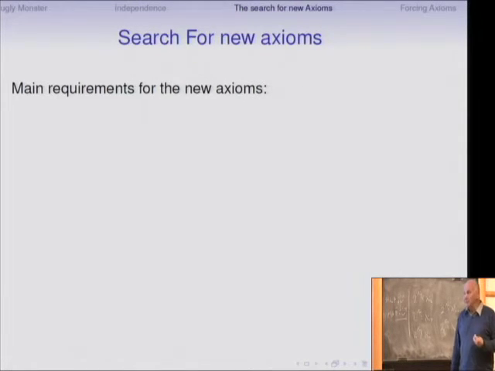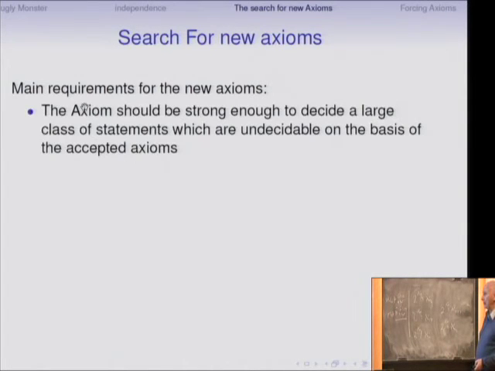So when you look for new axioms, you try to have the axioms satisfy some requirements. For instance, the axiom should be strong enough to decide a large class of statements which are undecidable on the basis of the accepted axioms. You can't decide all questions because of Gödel's incompleteness theorem. Suppose you expand your axiom system, there will be an independent problem. But you try to have a relatively large class of statements decided.